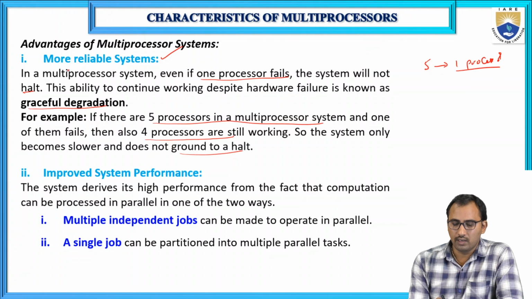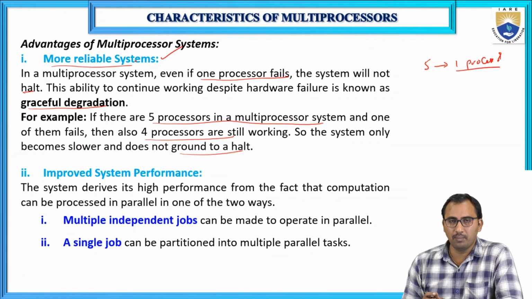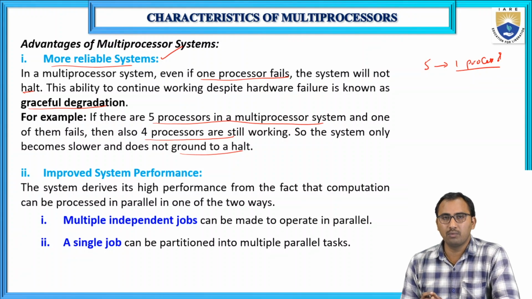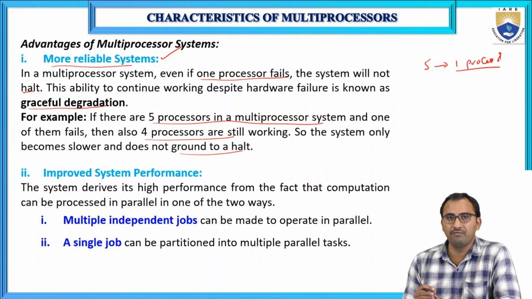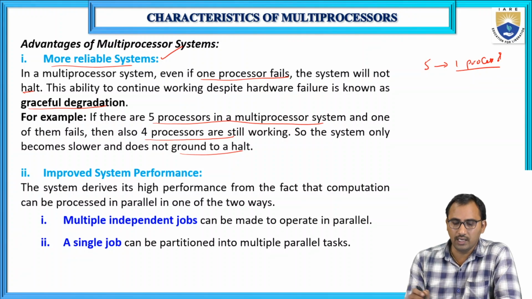And also it is more reliable. That means these multiprocessor systems can be used for a longer duration, for several years, when you compare with the single processor system. Suppose in a single processor system the CPU fails to work, then we cannot use that system. So that's why multiprocessor systems are more reliable when you compare with single processor systems. And the second advantage is improved system performance.